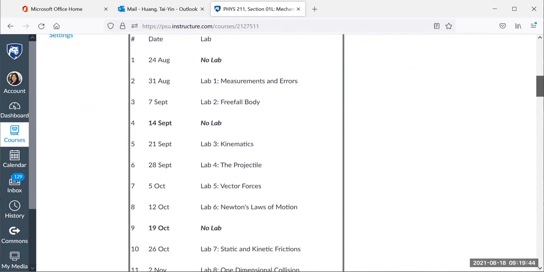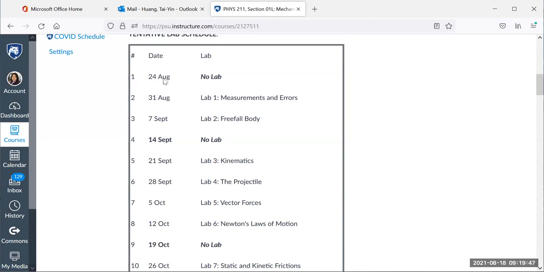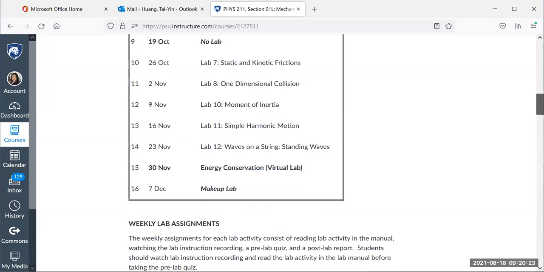And this is a tentative schedule. We're going to follow that very closely. Your first lab will start on August the 31st. It doesn't mean that during the week of August 24th you're not going to do anything. Quite on the contrary, there are assignments that you have to do before coming to do the lab on August the 31st, and that will be the same for other labs as well. In other words, you have to do preparation a week in advance, and then you come to do the lab to take the data. We're going to go over that in more detail later.